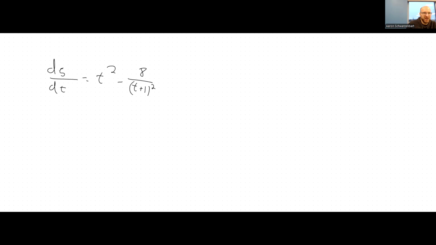So we're going to take a look at the graph. Because what it gives us is a velocity.